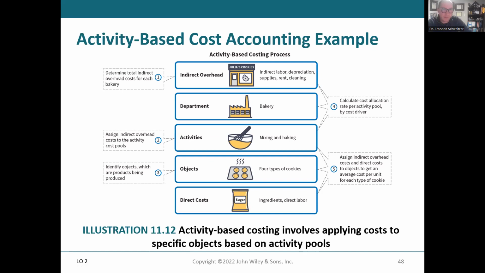So we do this by step. The first step is determine the total indirect overhead costs. Second step is to assign indirect overhead costs to the activity cost pools. The third step is to identify the objects which are products being produced. Fourth is to calculate the cost allocation rate per activity driver. And the fifth is to assign indirect overhead costs and direct costs to objects to get an average cost per unit. And hopefully you remember that from Principles of Accounting 2.